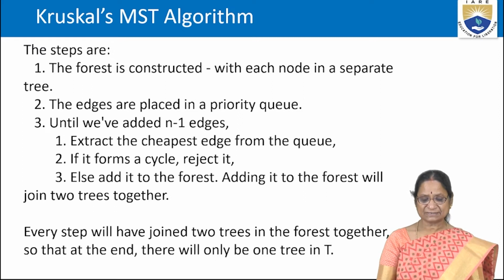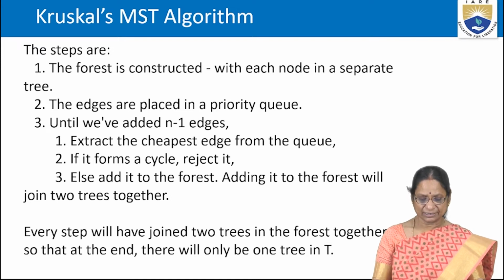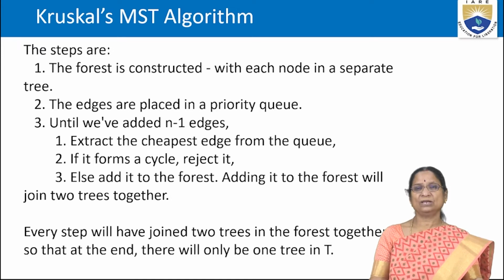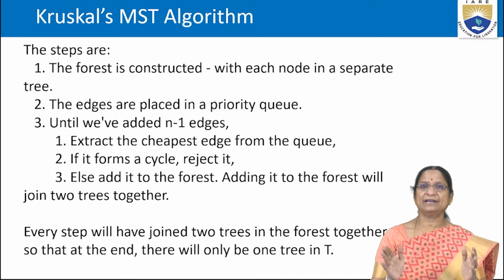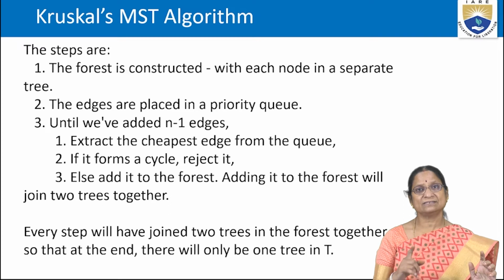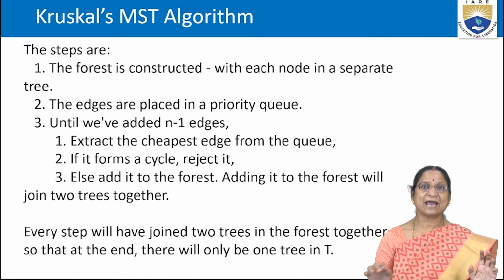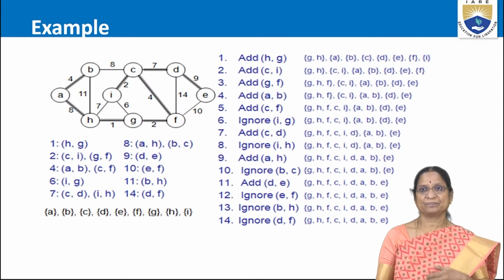So at every step, this will be joining of the two trees in the forest together, so that at the end there will be only one tree. Every time we are adding an edge, so because of that, n minus 1 times this is executed. That is, n minus 1 times edges are added. So that's why we will finally get a tree.